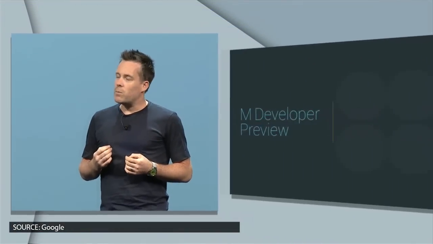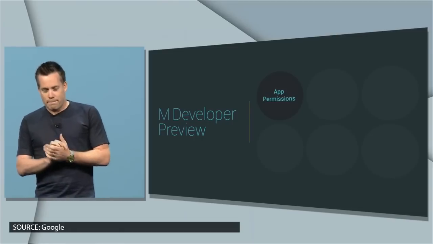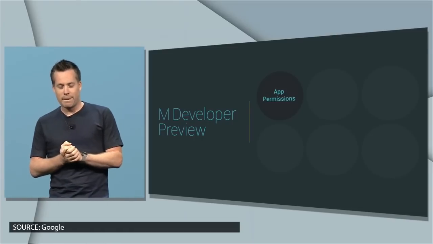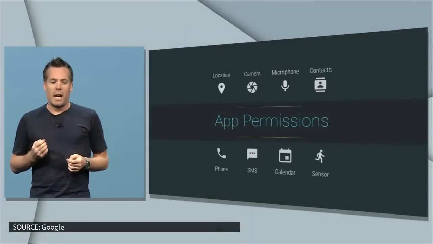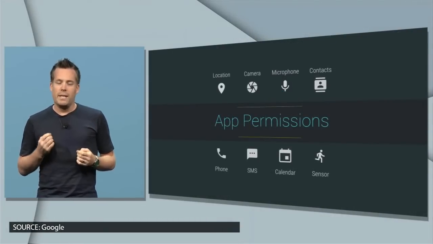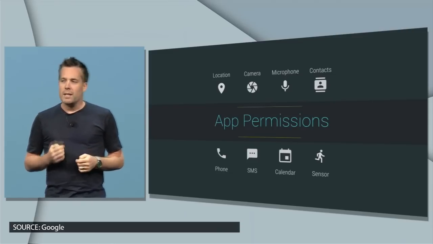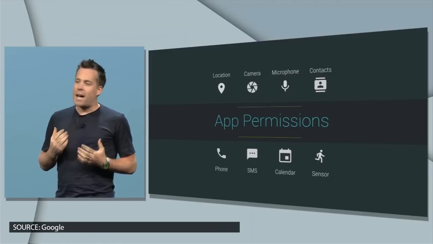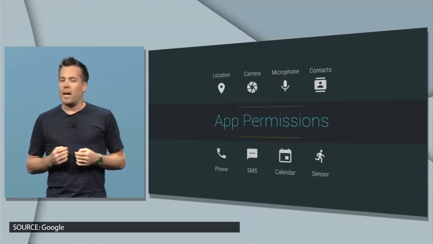So in M, we're bringing this approach to app permissions. We're greatly simplifying app permissions to a smaller set of easily understood things like location, camera, microphone. Second, apps will now ask you for permission the first time you try to use a feature, instead of asking during app installation time.